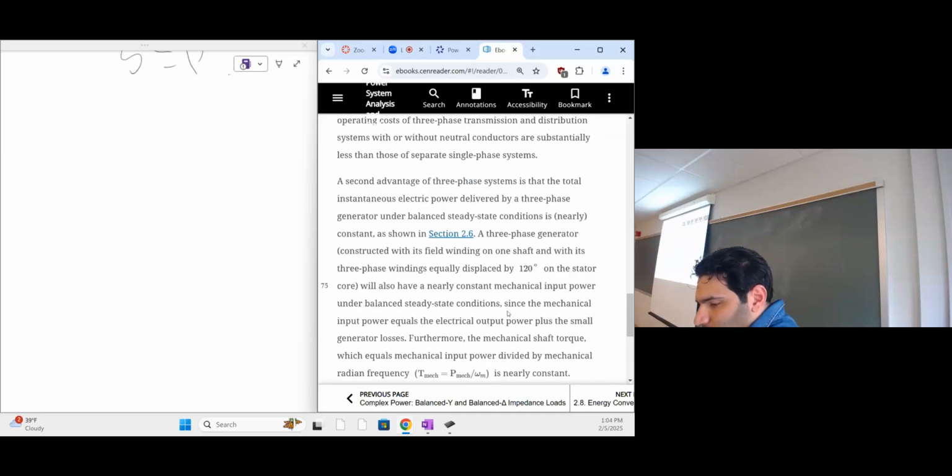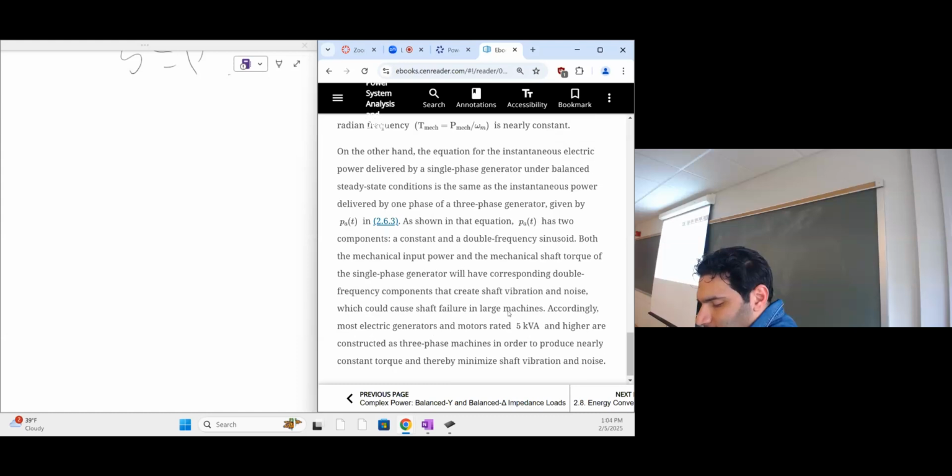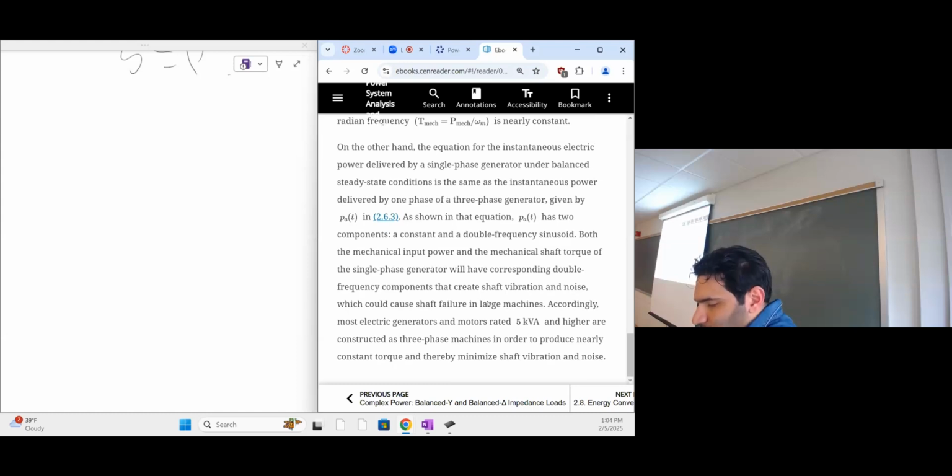I think those are the 2 big advantages of the three-phase system over the single-phase one. And here there are some explanations over those. They go in detail, like in the equation, PA has 2 components, a constant and a double frequency sinusoid. I'm not reading all those, but we have covered them before. So we just need to know those 2 advantages out of this section.